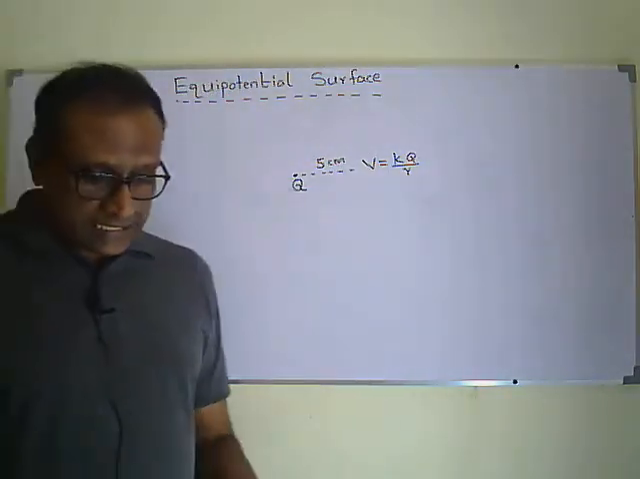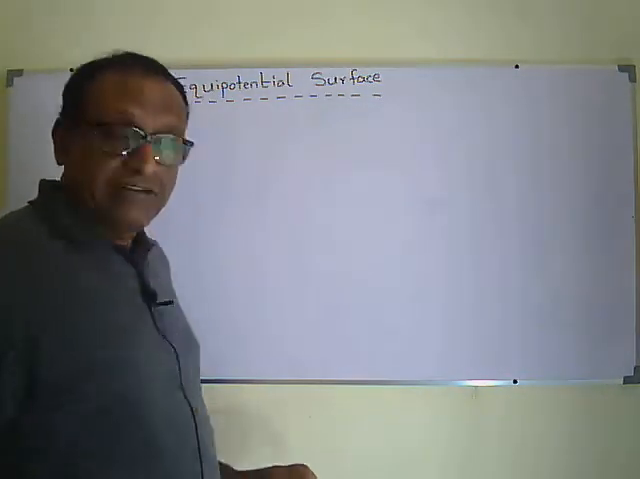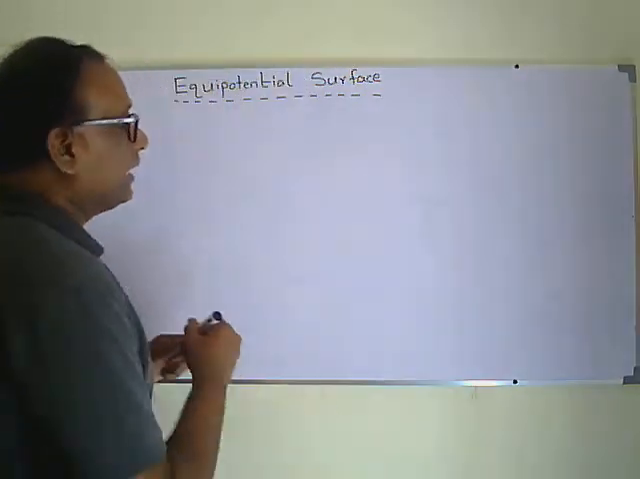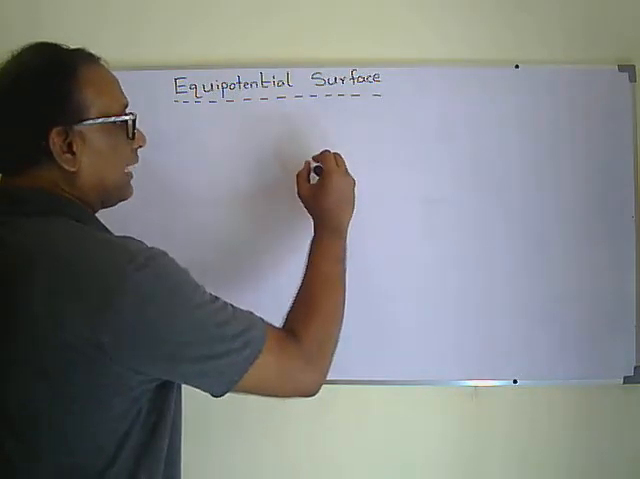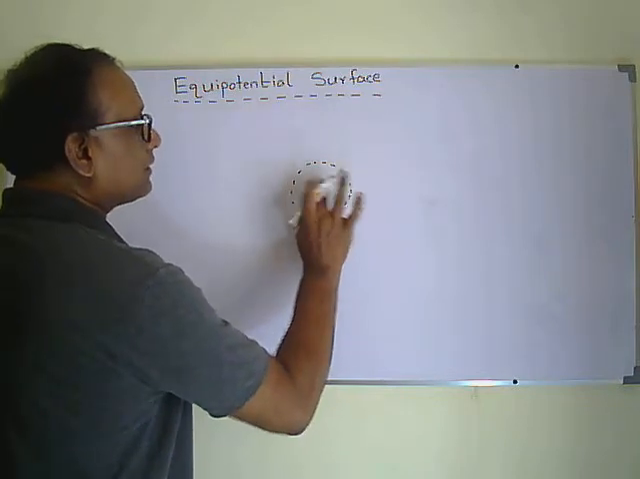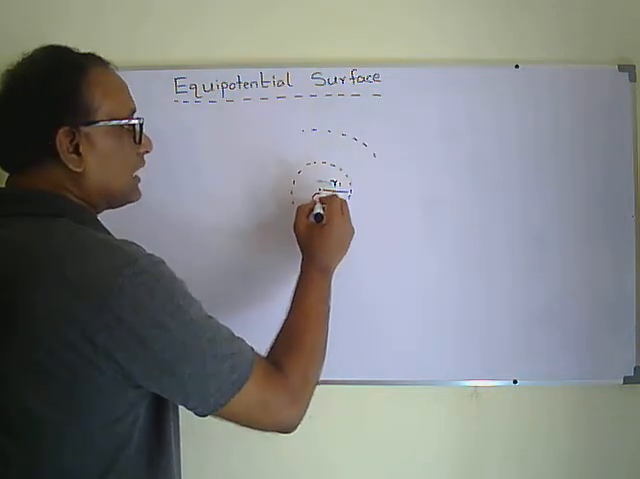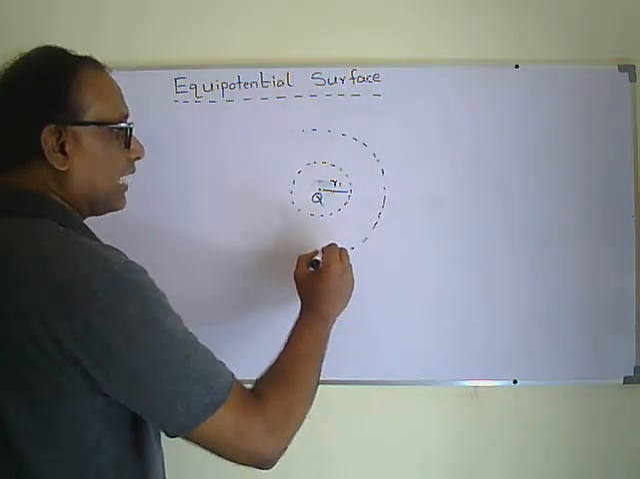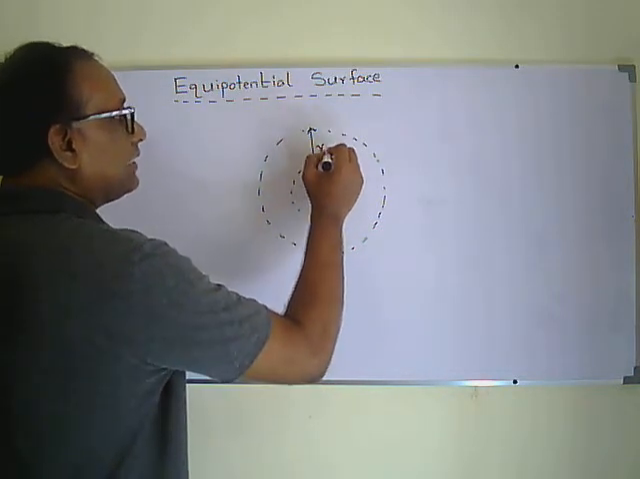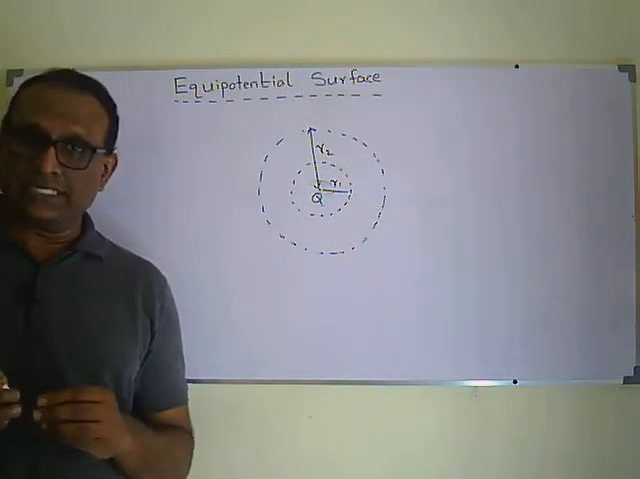So how many equipotential surfaces can I have around a point charge? Actually, we can have infinite different equipotential surfaces. For example, if this is the charge Q, I can find an equipotential surface, a sphere, at a distance r1 from it. Then another equipotential surface around the charge Q at a distance r2. Like that, I can find infinite equipotential surfaces around a point charge.